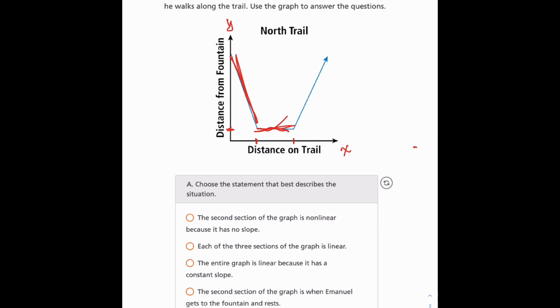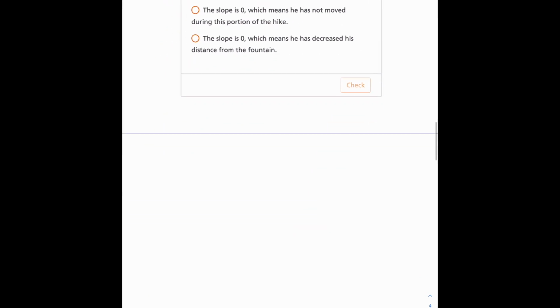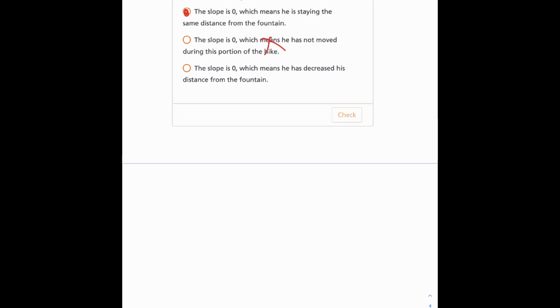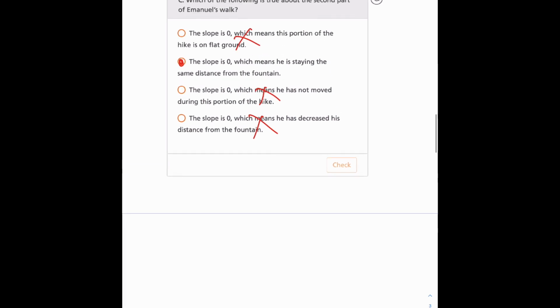Hang on. This distance on the trail to that distance on the trail. So he definitely kept moving. And then the final one, so that's not true. The final one is the slope is 0, which means he has decreased his distance from the fountain. We know that's not true. He kept the fountain distance the same, so the answer is the second one.